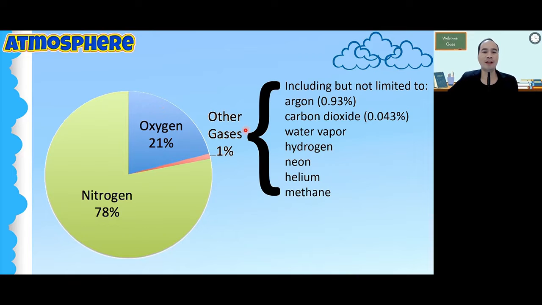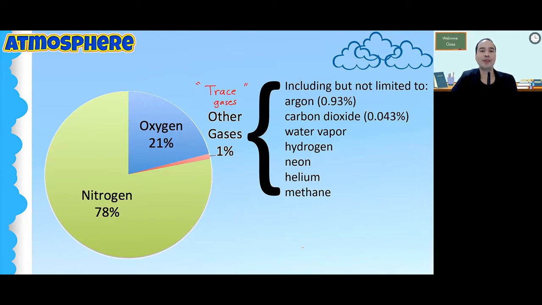Now, how about these other gases? In other books, we call them your trace gases. Trace gases. So it's T, R, A, C, E gases. Okay, so we call them trace gases because we cannot find them in a very big amount.